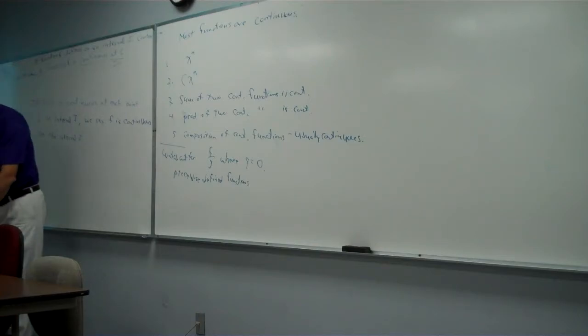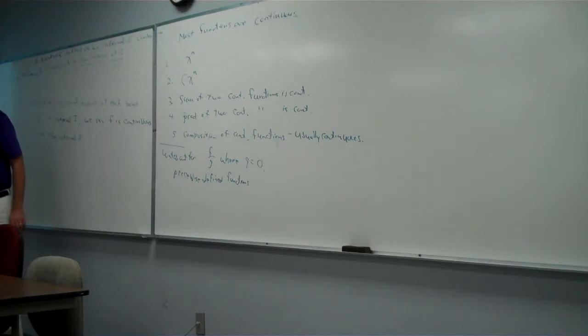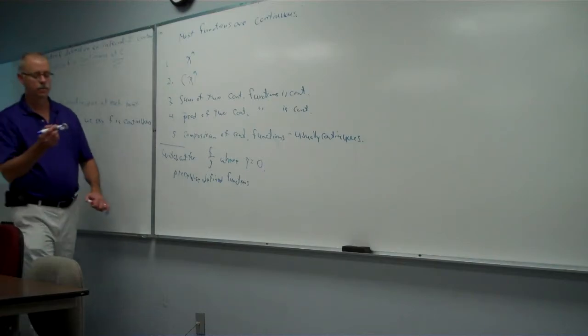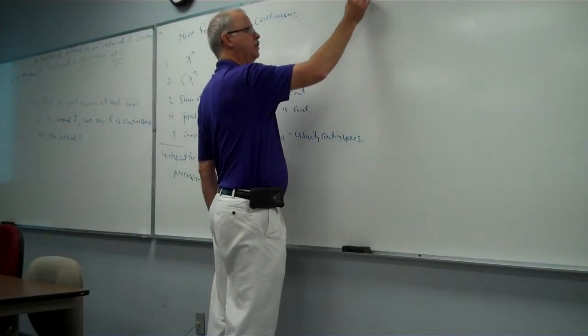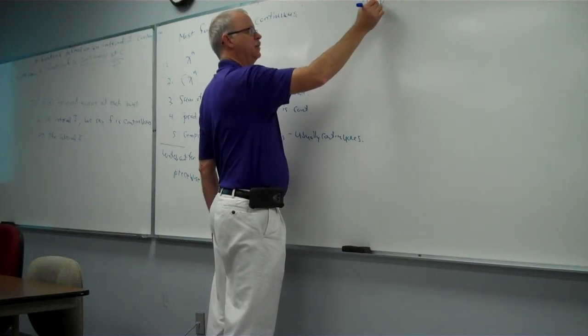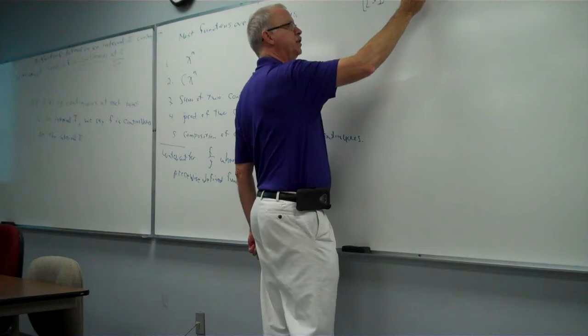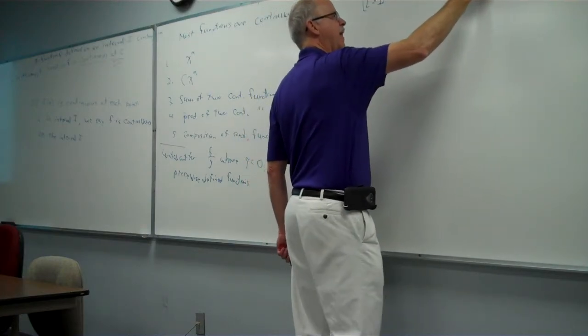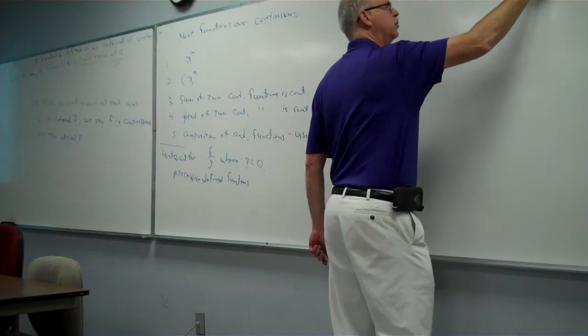A function we use fairly often, let me see if I can get a graph of this, is what's known as the greatest integer function, or also sometimes called the floor function. Different books will give a different notation. I think this book uses sort of double bracket notation. The greatest integer less than or equal to x.